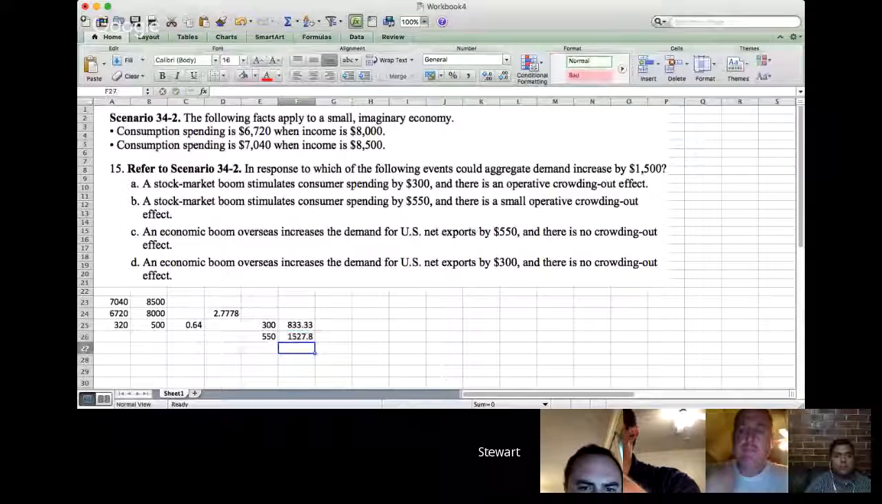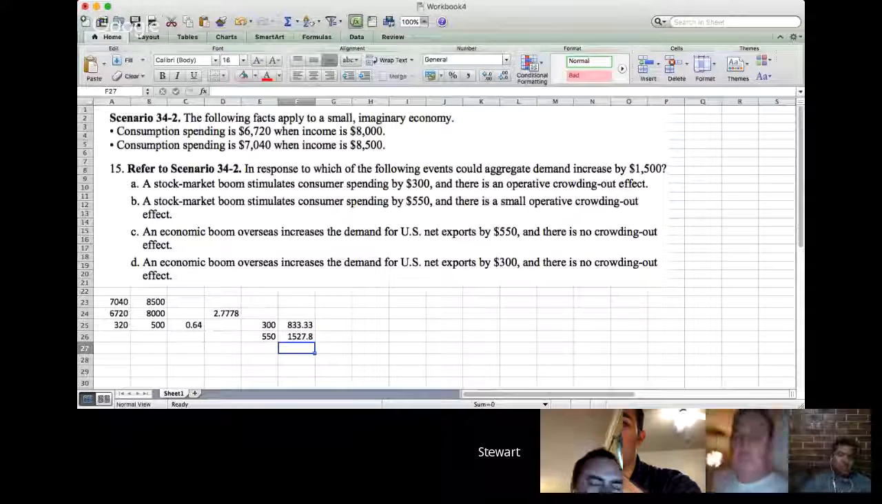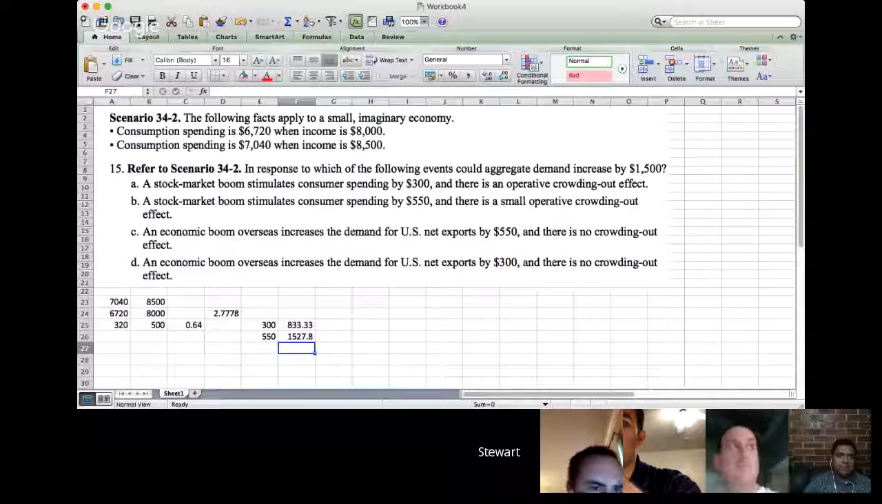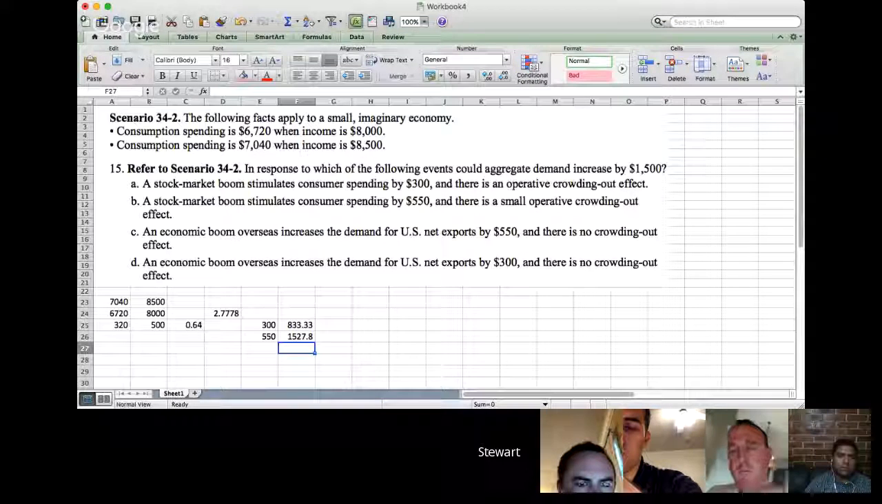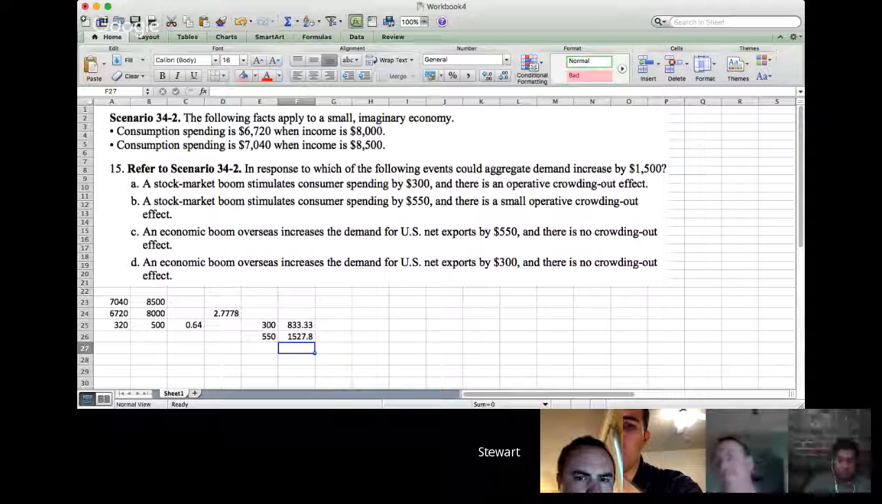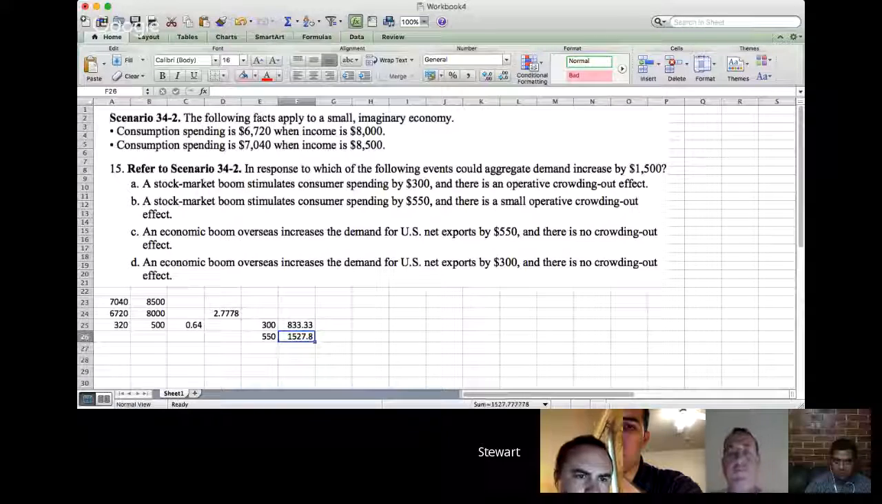That gives us 1527. So we can go ahead and knock A out of the ballpark because it's not going to work, and D is not going to work either. So we're down to B and C. Now remember, in response, which of the following events could aggregate demand increase by 1500? Well, remember that crowding out effect with the interest rate reduces the amount that we're going to have. So if there's no crowding out effect, then C is going to be 1527.80. It's going to be this amount right here. That's what C is. So that's a possibility.